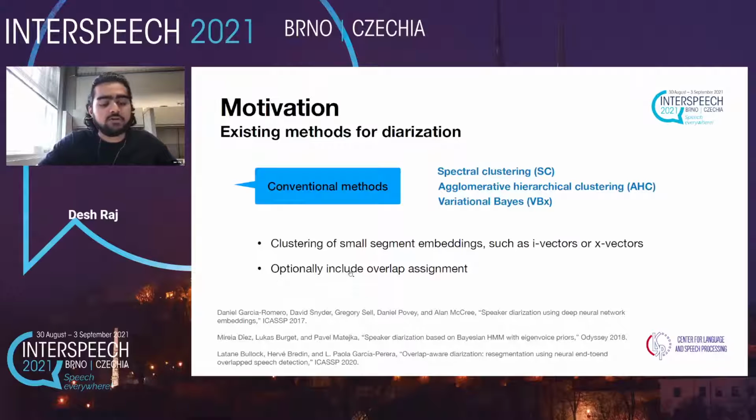This can optionally be followed by overlap detection and overlap assignment, which would then assign overlapping speech to more than one speaker as well. This is the conventional technique that has been studied extensively in the last 10 years or even more, and has been shown to give good results.